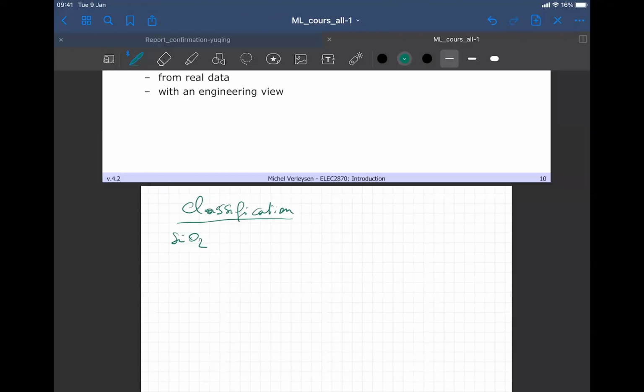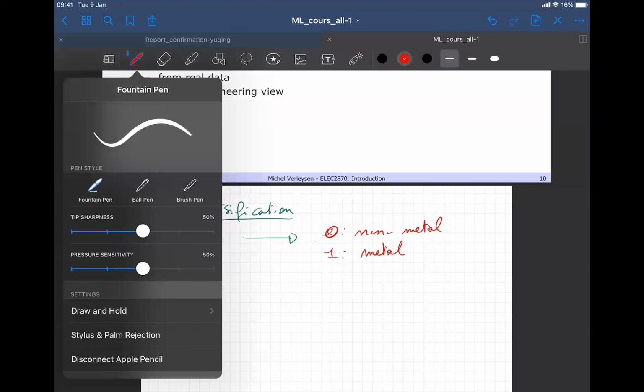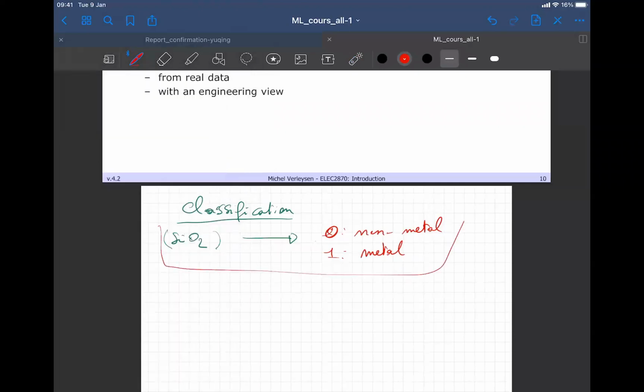So let's suppose you have a composition, and I want to classify if it's either metal or non-metal. So it can be, let's say, 0 if it's a non-metal, and 1 means it's a metal. If this is your purpose, you have to make a classifier.